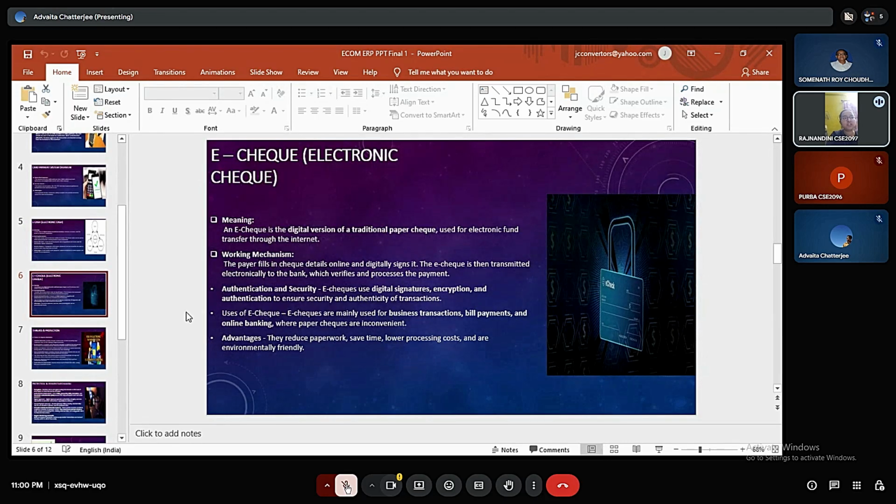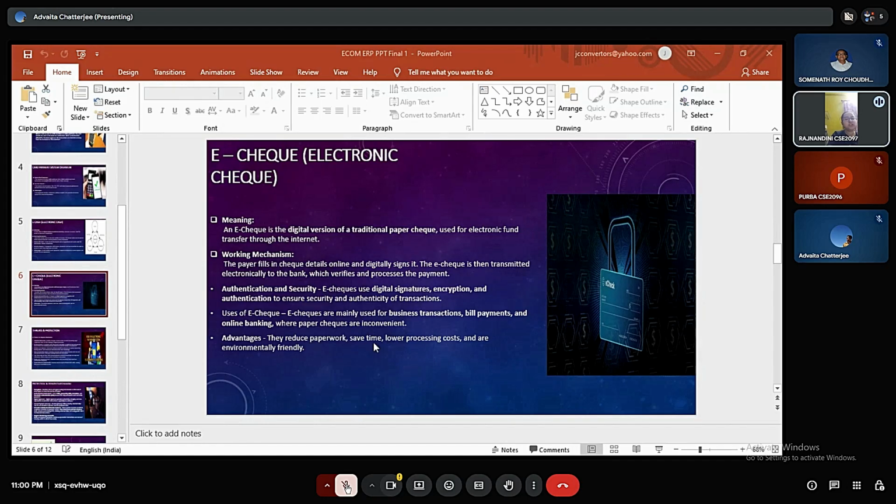E-check or electronic check is the digital version of a traditional paper check used for electronic fund transfer through the internet. The working mechanism is that the payer fills in check details online and digitally signs. The e-check is then transmitted electronically to the bank, which verifies and processes the payment.